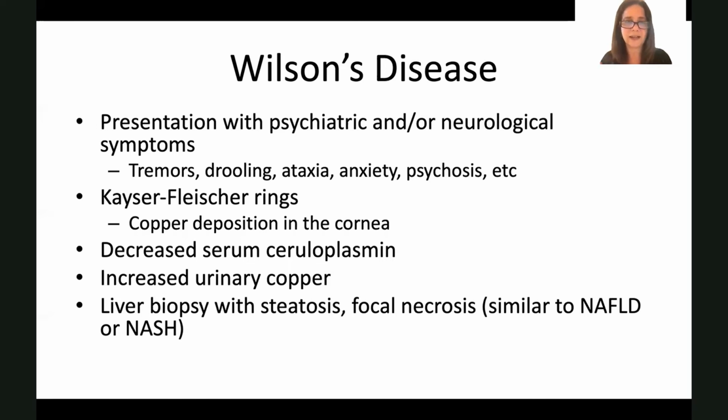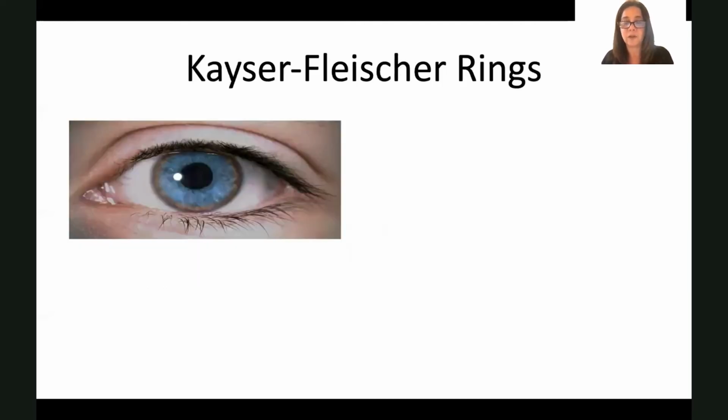And they sort of classically have these Kaiser-Fleischer rings, which is the copper in the cornea. And it's very classic labs you see. You see this decreased serum ceruloplasmin, and you see increased urinary copper because they're just spilling all this copper into their urine. And then on the liver biopsy, you'll see something that looks like NAFLD or NASH, but certainly shows a lot of inflammation.